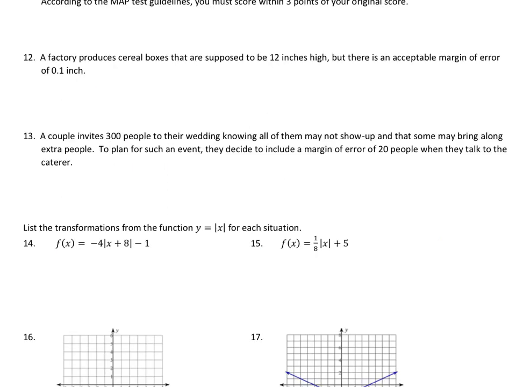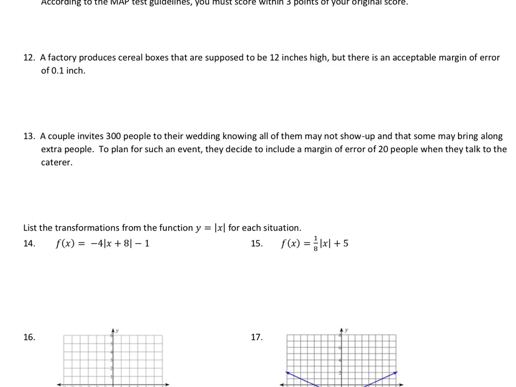All right, moving on to question 12. We have a factory that produces cereal boxes that are supposed to be 12 inches high, but there is an acceptable margin of error of 0.1 inch. So how would we write an absolute value inequality that would match this problem situation?